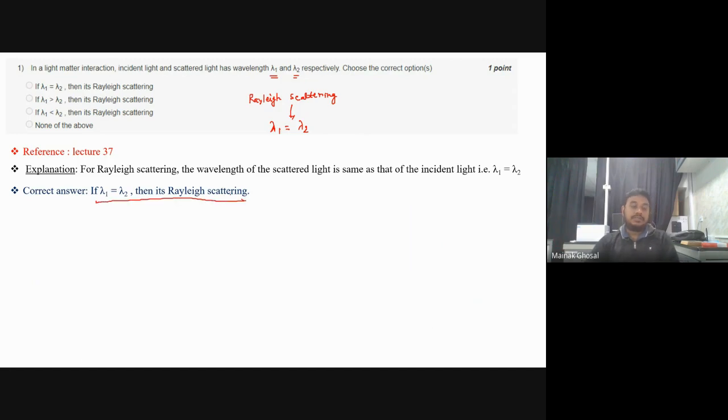So this is the concept behind Rayleigh scattering: the incident light and the scattered light will have the same wavelength, or the same frequency, or the same energy. This is the first question.